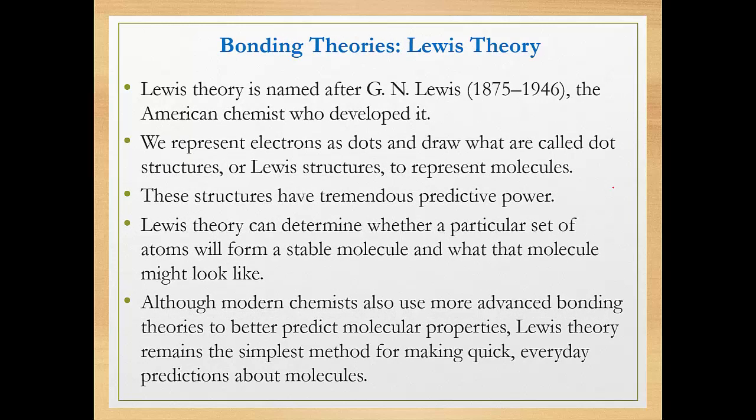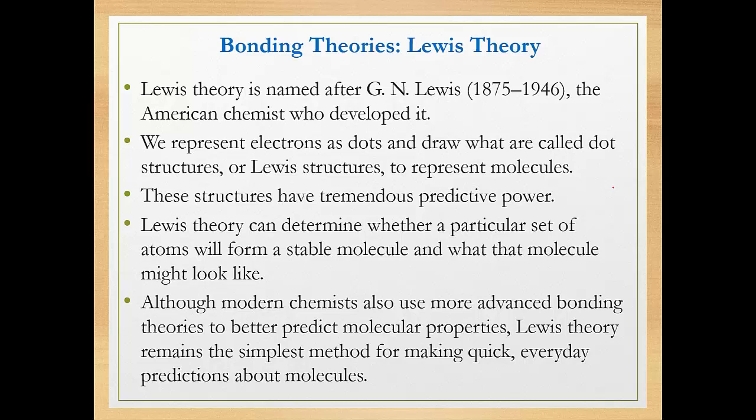When we talk about bonding theories, we have to look at one called the Lewis theory. Lewis theory is probably the most prevalent of the bonding theories. It is named after G.N. Lewis, an American chemist who developed this system of representing shapes and valence electrons in molecules. The idea in Lewis theory is that we're going to represent electrons as dots. For every electron you have, you will draw a dot, and you will then draw what is known as a dot structure or a Lewis structure that represents a particular molecule.